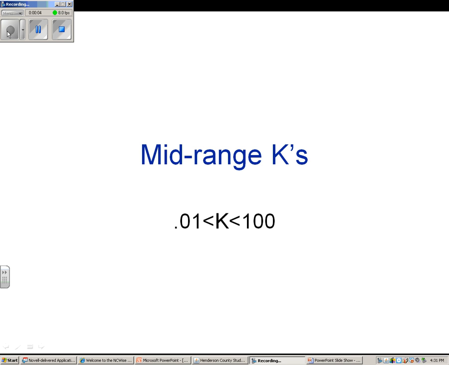Do an example with mid-range k's. Mid-range k's are k's between 0.01 and 100. I think there's a misprint here and it says 10, but it should be 100. Anything above 100 is large. Anything below 0.01 is small. All right.